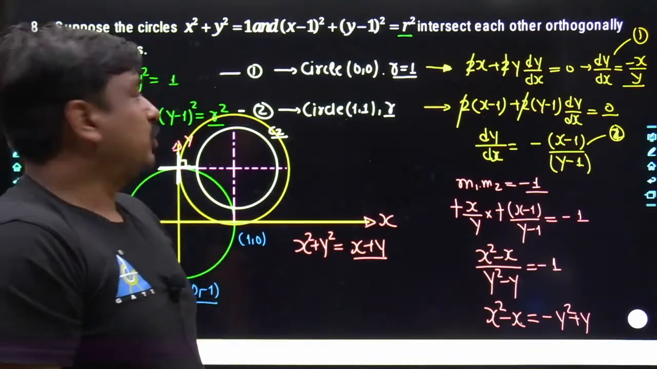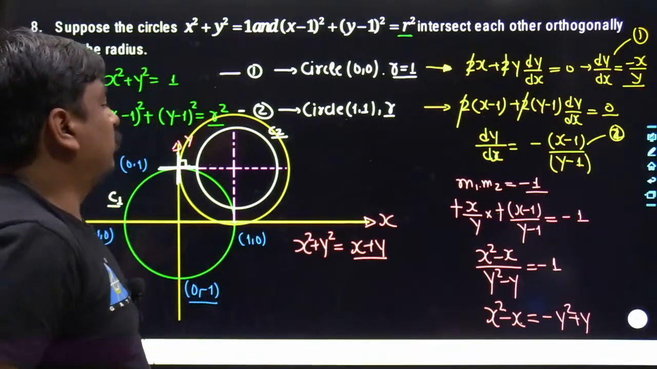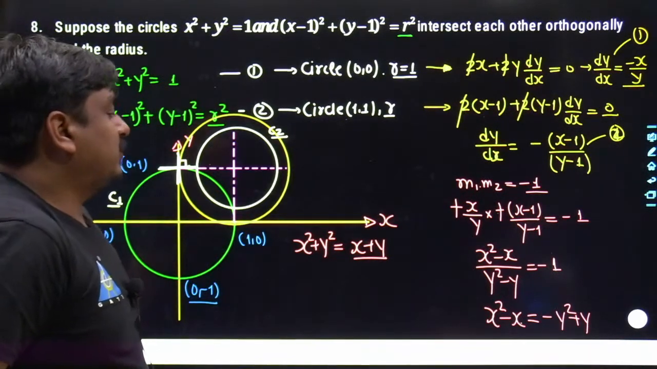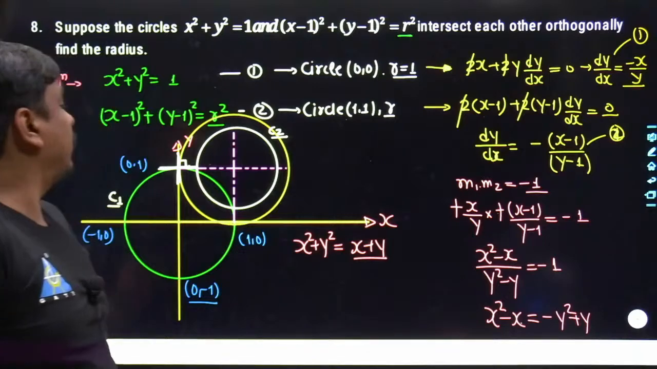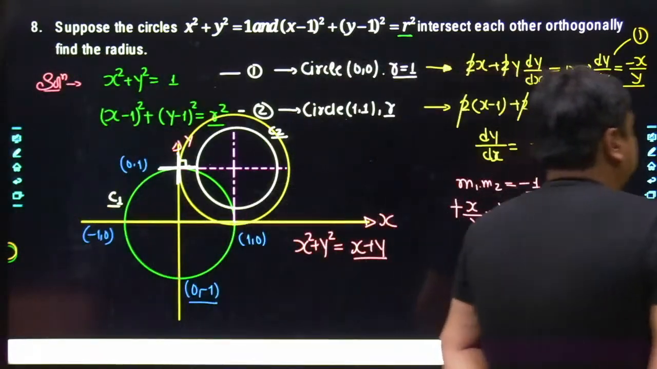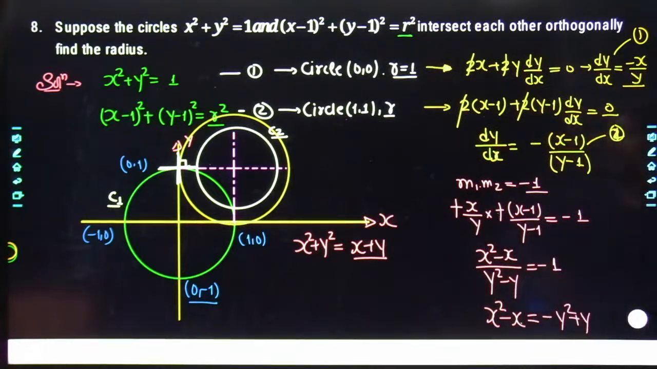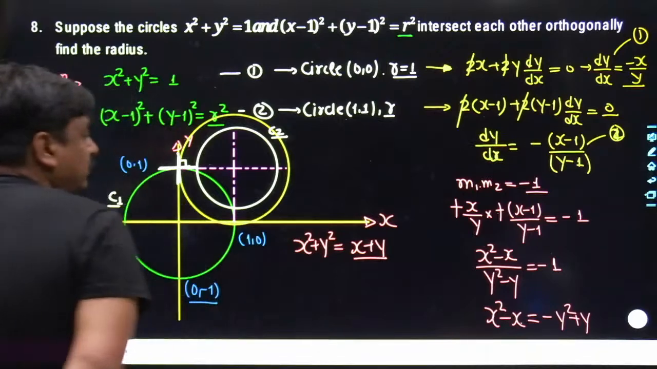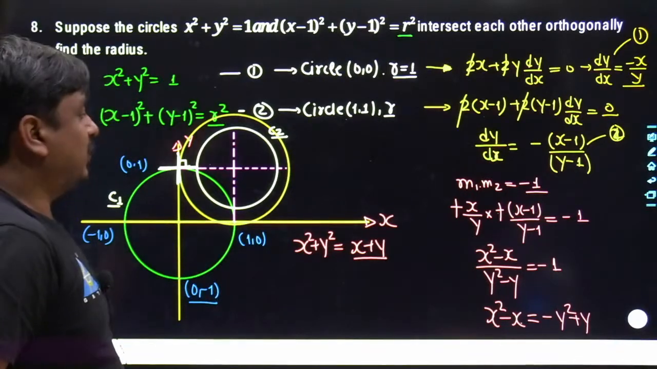Yes, no? Tell me, what would be the precise most answer which we are getting over here? So we have got it, x square plus of y square is equals to of x plus of y.